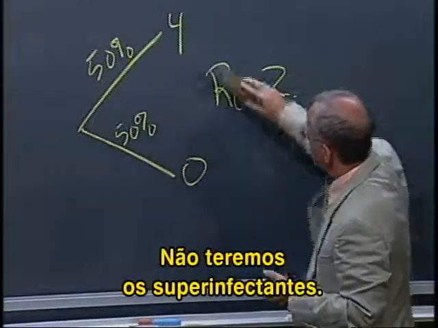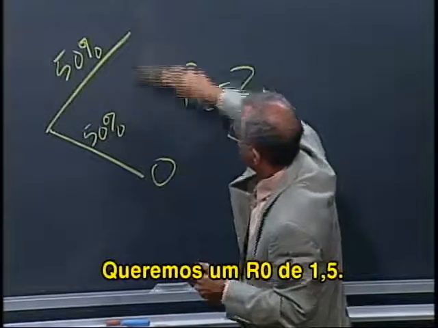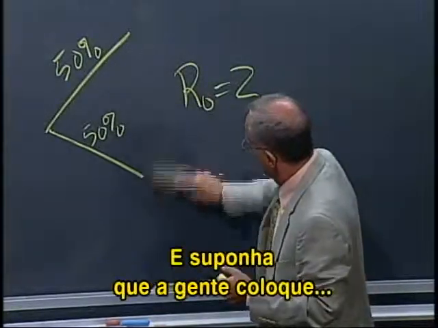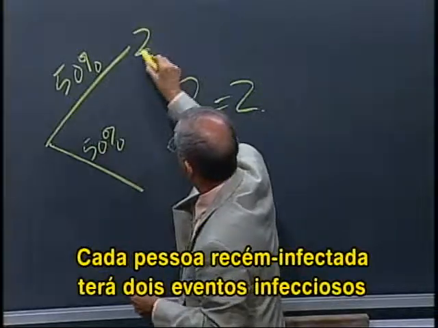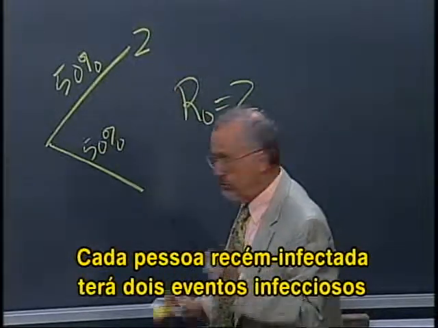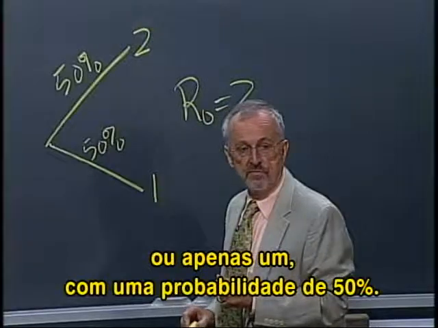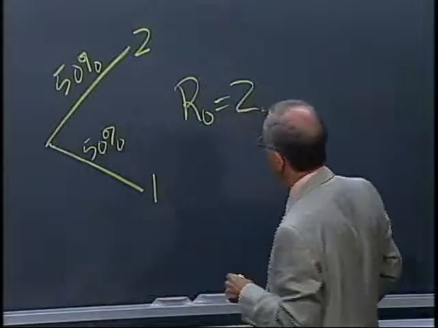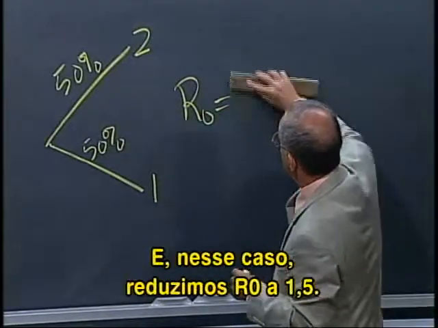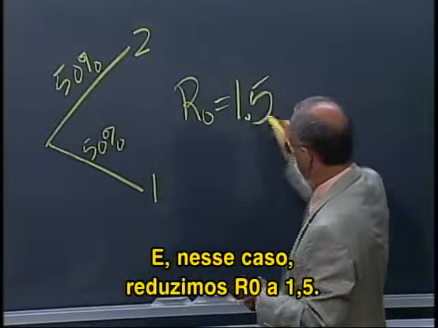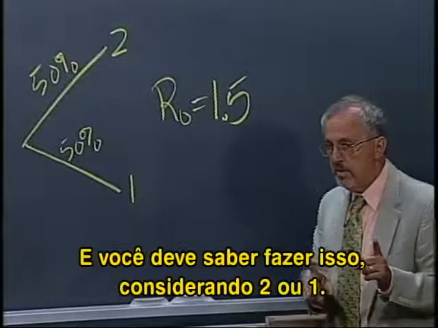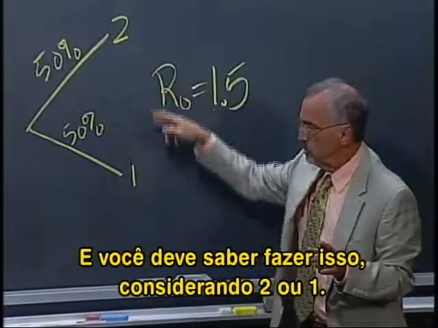We're not going to have super spreaders, okay? So we want a 1.5, and suppose each newly infected person will have 2 infection events or 1 infection event with a 50-50 chance, okay? And in that case, we reduce R0 to 1.5. And I think you know how to do this in terms of either 2 or 1.